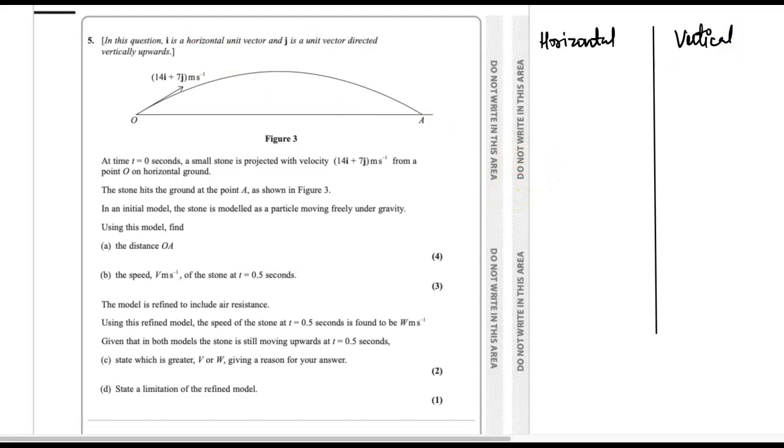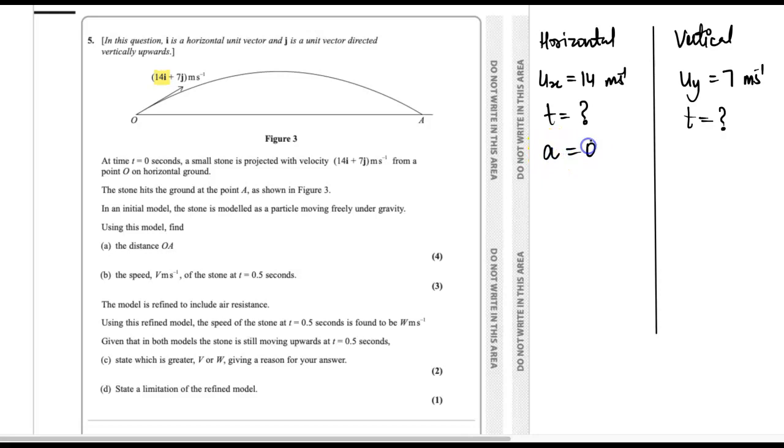Okay, so you can see it's 14i given to us. That means your ux, horizontal velocity, is 14 meters per second and vertical velocity uy is 7, right? T we don't know for horizontal, nothing is given. If you read over here, the stone hits the ground at point A. It is moving freely under gravity, and we have to find OA, O to A. T over here, again we don't know, T is common.